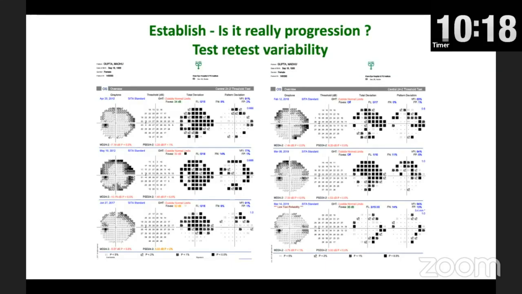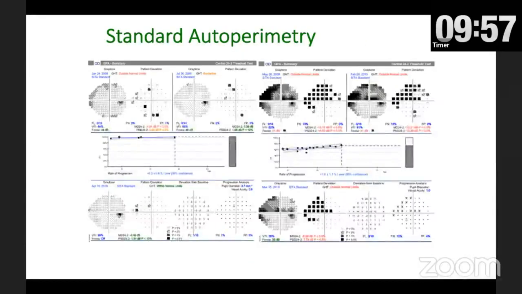Just to show an example, this patient has been doing tests over 7 years, and there is a lot of test-retest variability over time. But if you really look at the picture 7 years later, there is no true progression in this patient. But you'll see that he keeps fluctuating in and out, either because of his performance or other factors. So we have to keep that in mind.